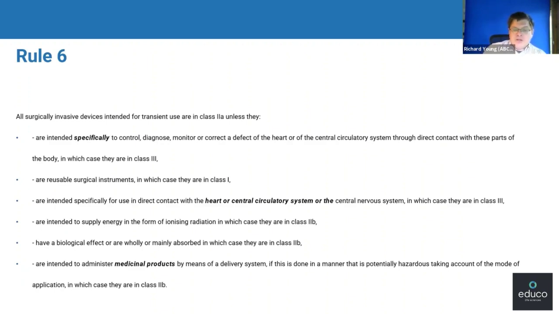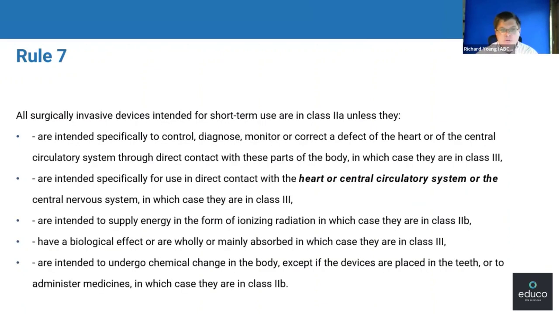And are intended to administer medicinal products, pharmaceuticals, by means of a delivery system. If this is done in a manner that is potentially hazardous, taking into account the mode of application, in which case they're class 2B. That covers the majority of automated drug delivery systems, things like infusion pumps and things like that, which could be used to put medicinal products in. They would fall under that rule there. Okay, so it's getting quite complicated. We're expanding our list of products that we can cover here as we go through these rules.